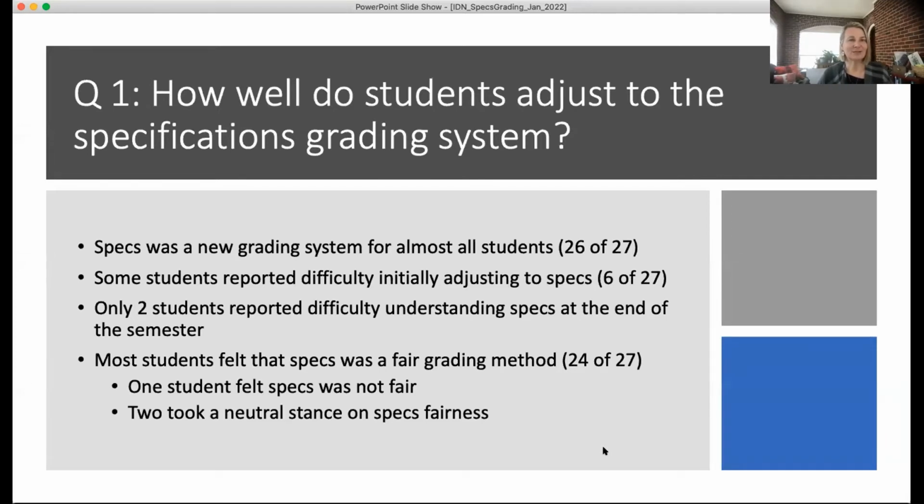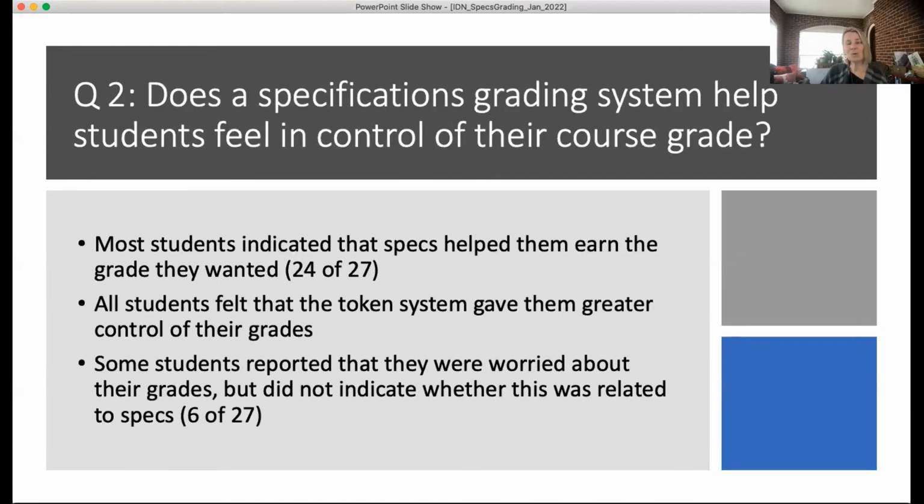Most of them felt it was fair. The ones who didn't feel it was fair, if you looked at those surveys, they were talking about still wanting to be able to negotiate grades or to get fractions of points and things like that. We asked them outright about whether or not they were getting the grades that they wanted. And, again, most of them said, I got this. They were getting the control.